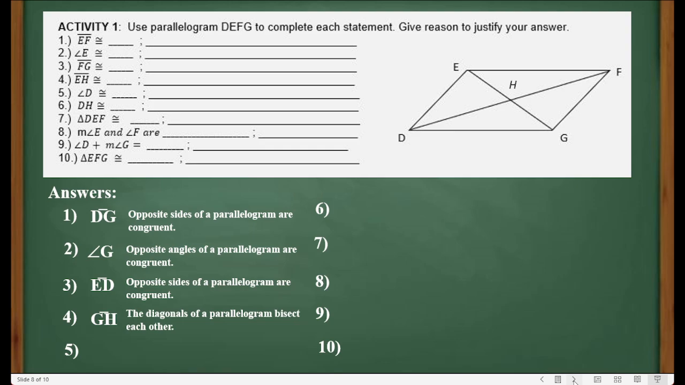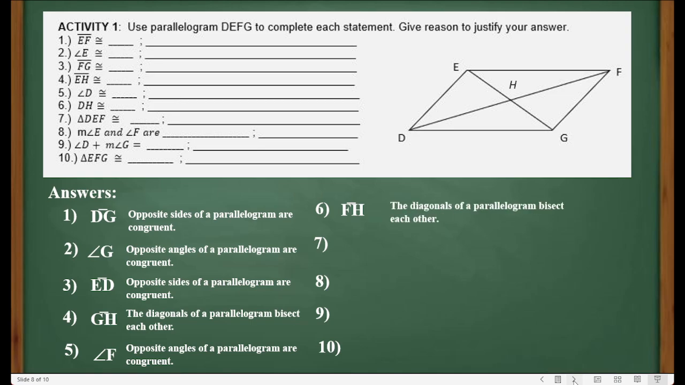Okay. Next, number 5, angle D is congruent to angle F. Why? Opposite angles of a parallelogram are congruent. Number 6, segment DH is congruent to segment FH. Why? Diagonals of a parallelogram bisect each other.